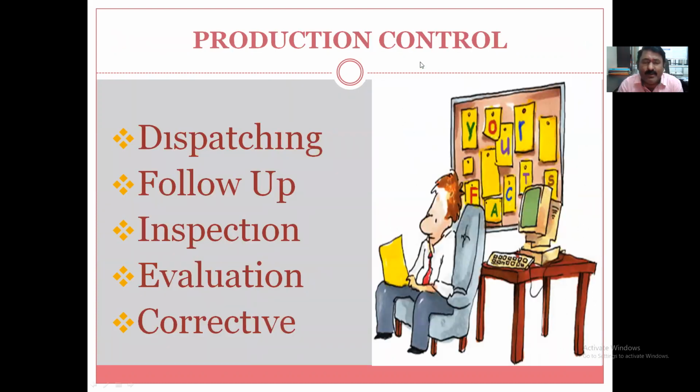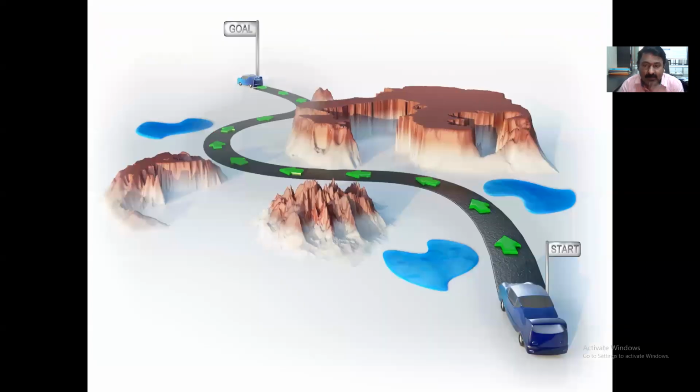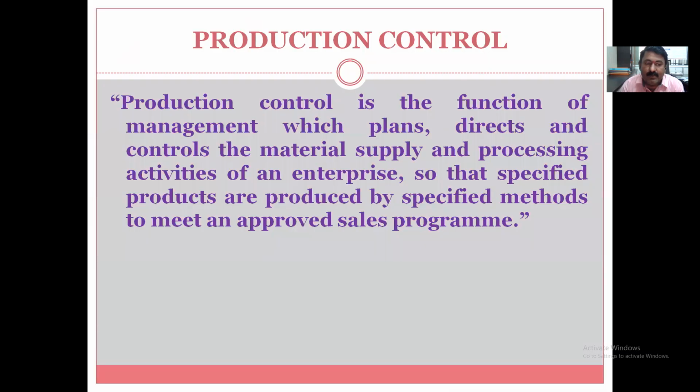Okay, friends. Now production control. We have already discussed dispatching, and then follow up. We will discuss something related to inspection, evaluation, and corrective steps, because we have discussed production planning and control and all its operations in detail. This is just where we have to start, what the process is, and what our goal is. Okay, so production control.